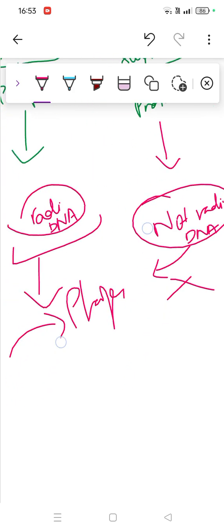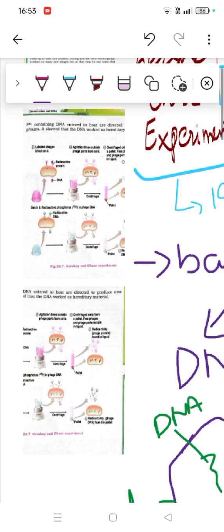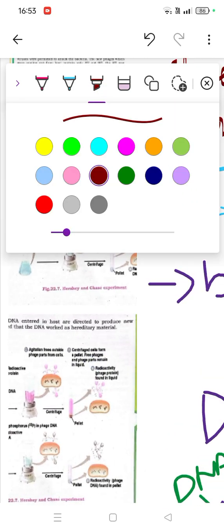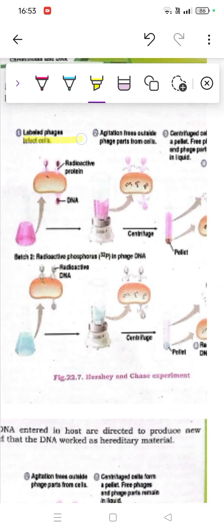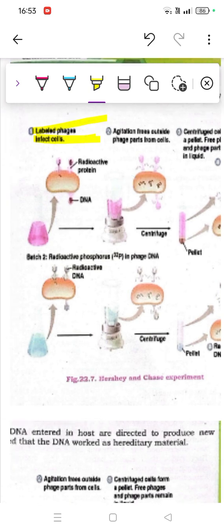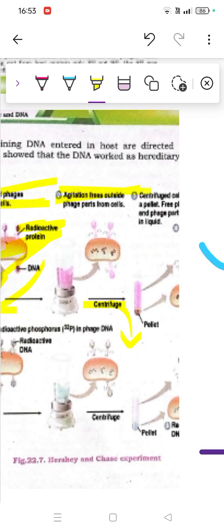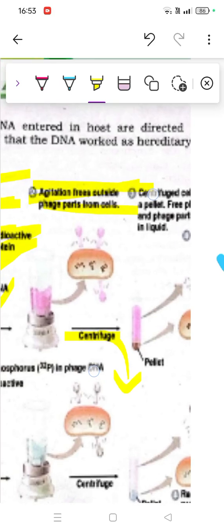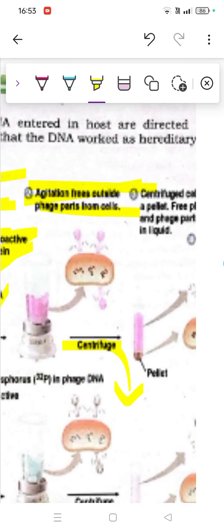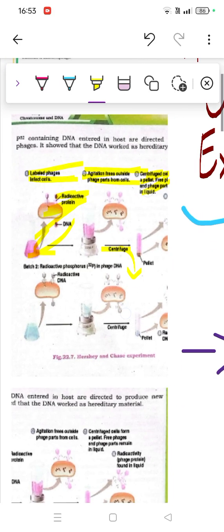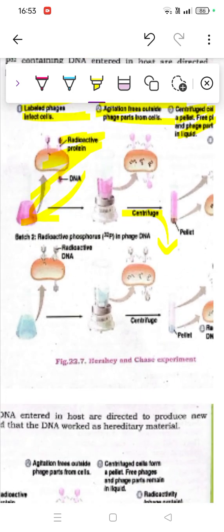So they started an experiment. I can show you here. First, here is the labeled phage. First, radioactive protein was taken and inserted. Then we did the centrifuge process. Centrifuge is a process where we mix all the things together and the components become separated. The second step was agitation. The next set used radioactive phosphorus.